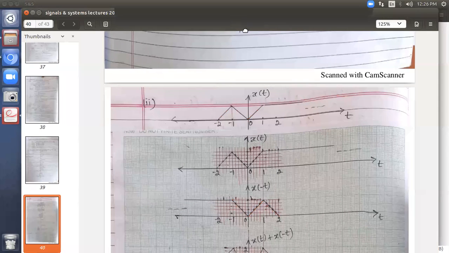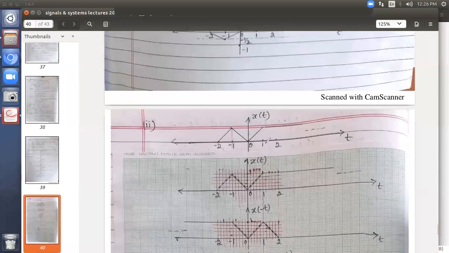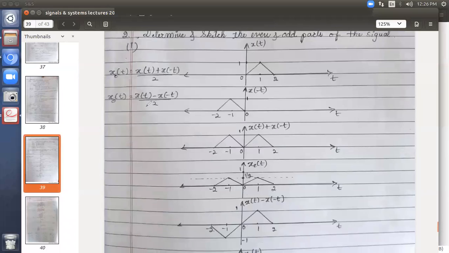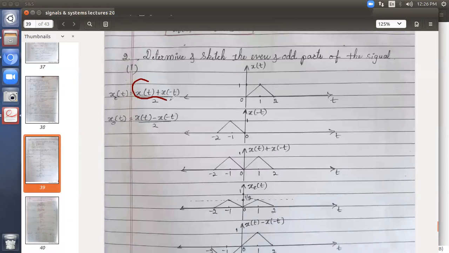Any doubts you can ask me. So once we take the reflection, the next step is we need to go for adding. We have to add both the signals, x of t and the reflection of x of t.